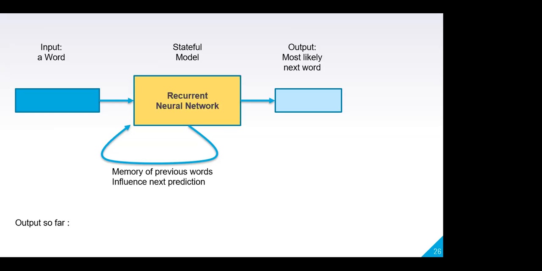So let's program this. Let's say we input a word called machine. And in the recurrent neural network, it'll output the most likely next word, which will be learning. For the output so far, I want you all to look at the bottom of the screen here, which shows the output. So the output so far will be machine learning. And then it uses the memory of the previous word. So when you input learning, it outputs is. And then when you plug in is, it outputs fun. And that gives you the output, machine learning is fun. So it remembers what it did, and that is what influences its next prediction.